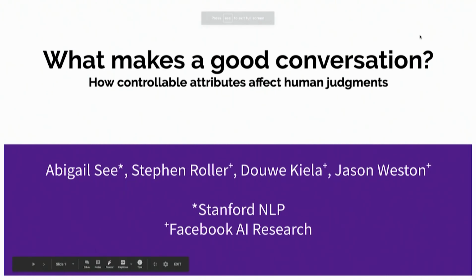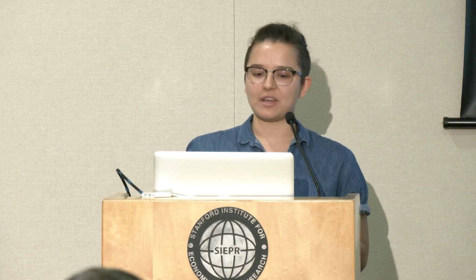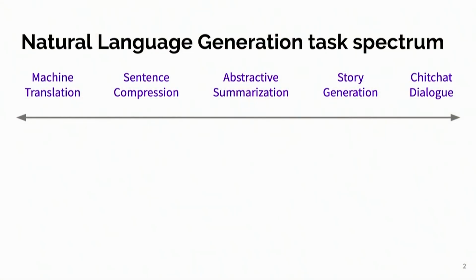So I'm Abby, and I'm going to tell you about some work I did with some co-authors at Facebook AI Research. When you think about natural language generation tasks, I imagine them as existing on this task spectrum. On the left, you have tasks which are relatively less open-ended, such as machine translation. And on the right, you have the tasks which are more open-ended, like chit-chat dialogue.